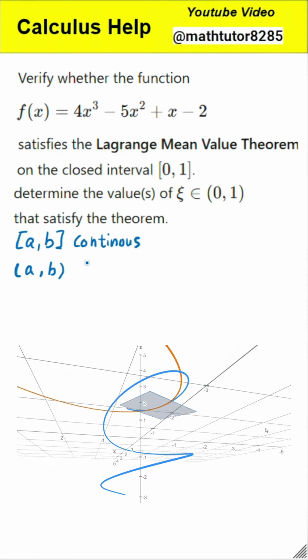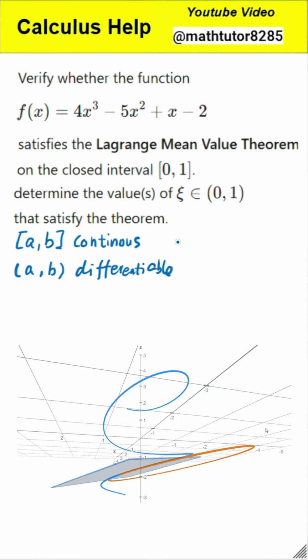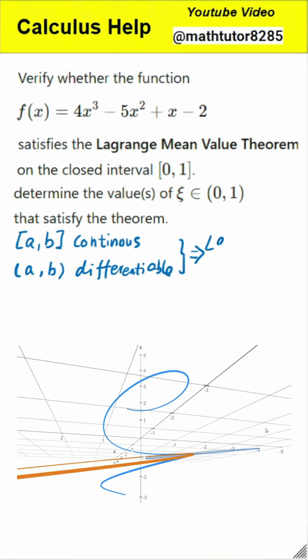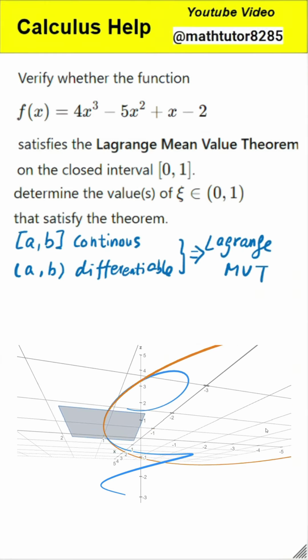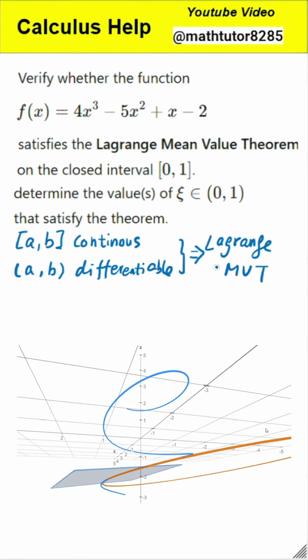First, the function must be continuous on the closed interval from 0 to 1. Second, it must be differentiable on the open interval between 0 and 1. In this case, the function is a polynomial, specifically 4x cubed minus 5x squared plus x minus 2, and all polynomials are continuous and differentiable everywhere. So, the conditions are fully satisfied.